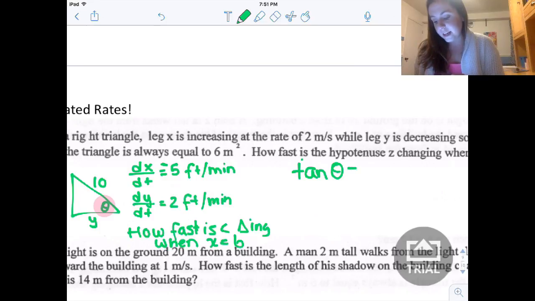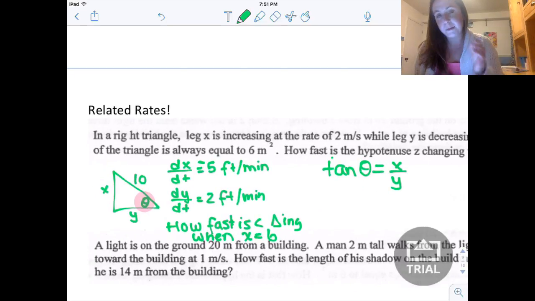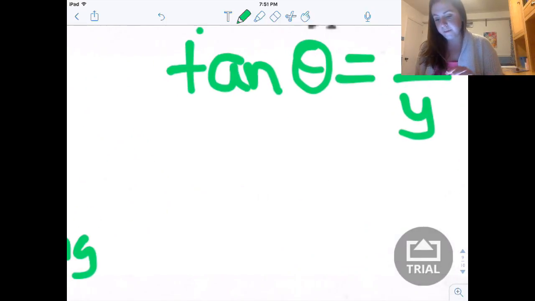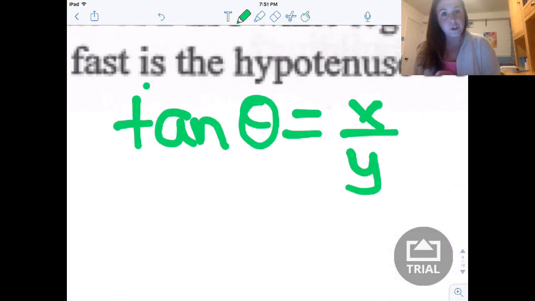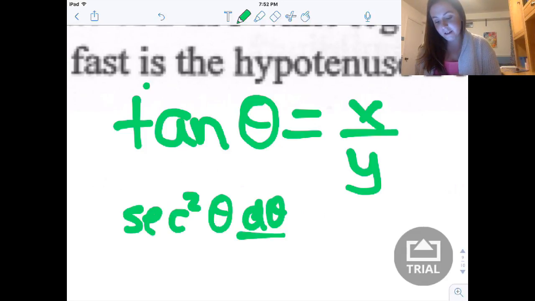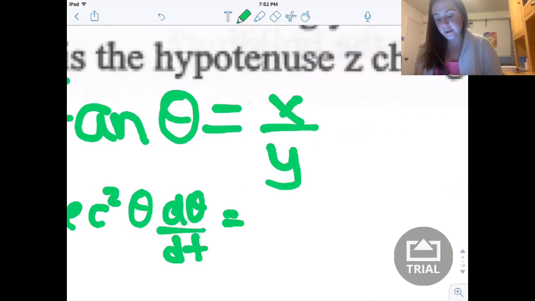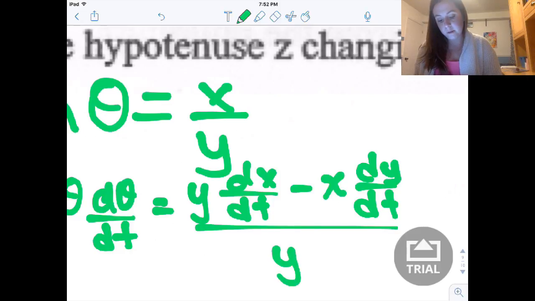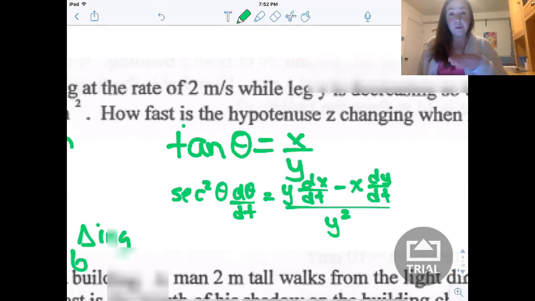So tangent of theta would be x over y in this case, opposite over adjacent, right? And I want to figure that out when x is 6. So I'm going to start by taking a derivative. The derivative of tangent, which you need to know, is secant squared theta d theta dt equals, on the right side, you're going to do low d high minus high d low over low squared.